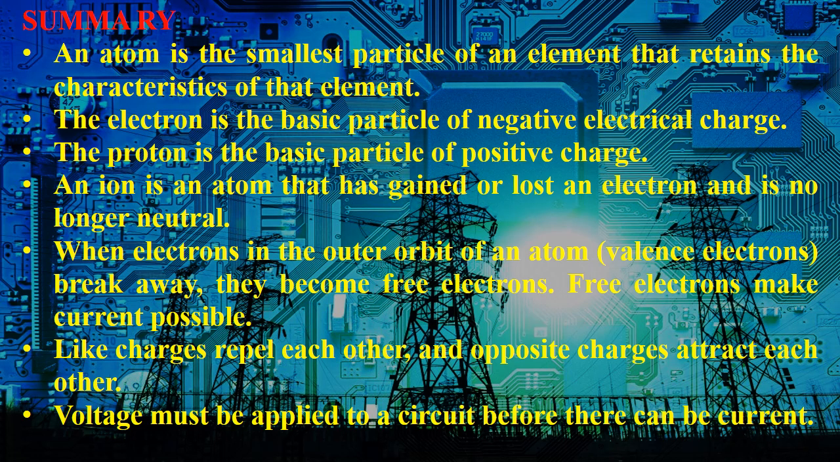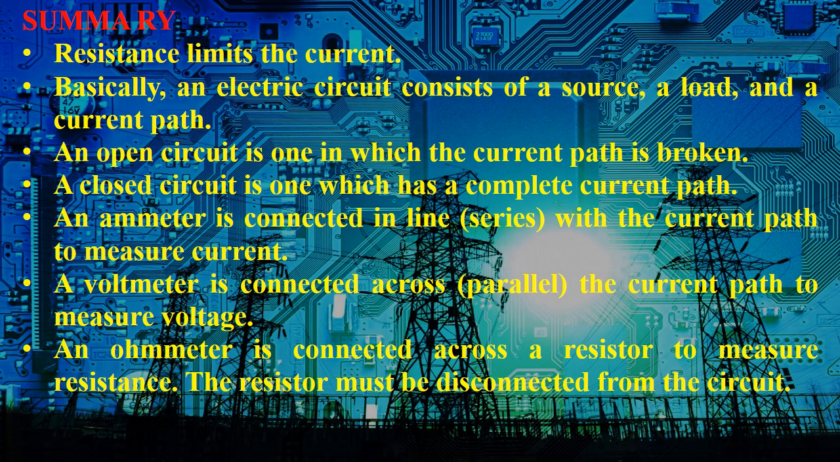Like charges repel, and opposite charges attract each other. Like electrons and protons, they attract each other. Electrons and electrons, or protons and protons, they repel. Voltage must be applied to a circuit before there can be current. Okay, without voltage there is no current. Summary continues. Resistance limits the current.